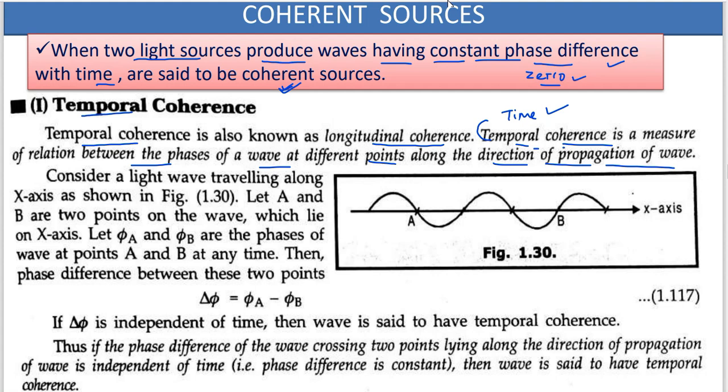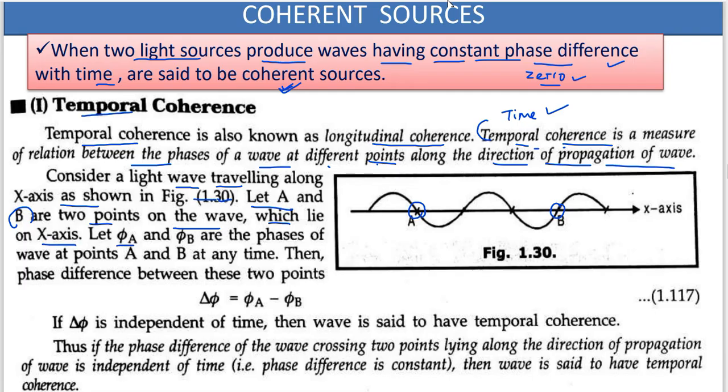So time related coherence. Temporal coherence is a measure of relation between the phases of a wave at different points along the direction of propagation of the wave. Okay, now in the figure consider there are two points. This point is A and another point is B. Consider a light wave traveling along the x-axis as shown in the figure. Let A and B be two points on the wave which lie on the x-axis.